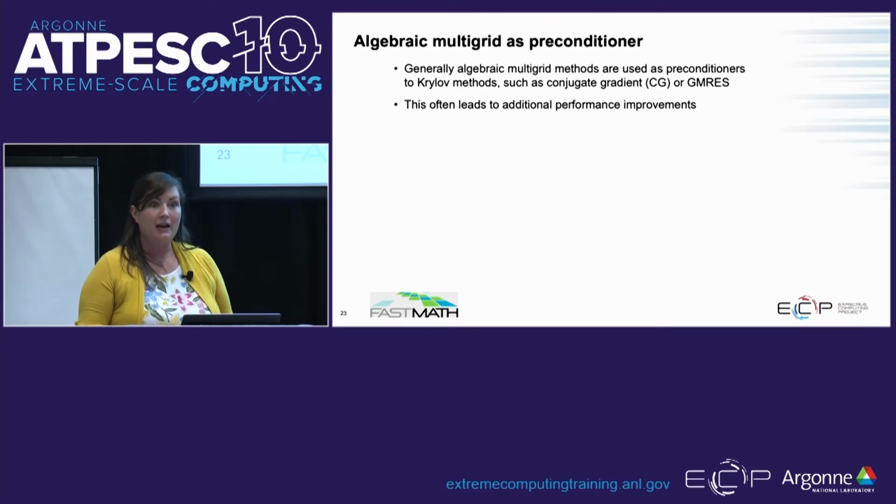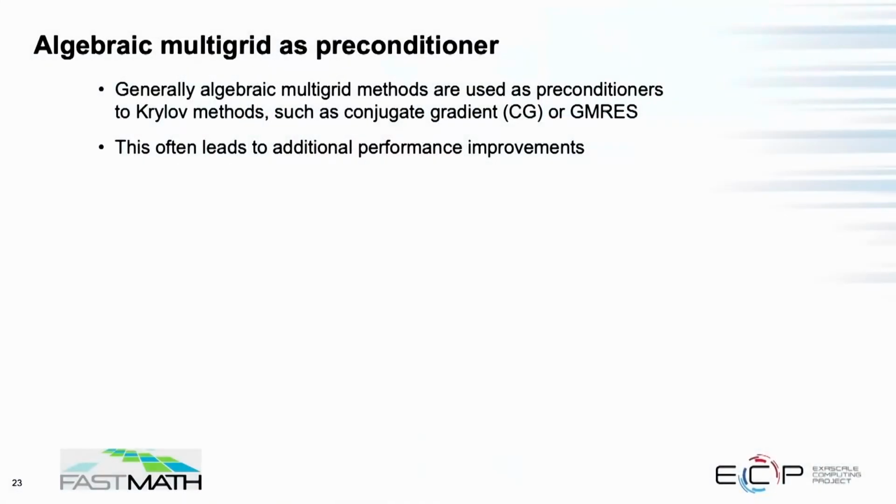All right, so that was a deep dive into some of the solvers and underlying data storage of the structured and unstructured interface. Before we get to our hands-on, just one more note: I have been talking about algebraic multigrid primarily as a solver, but typically in practice, algebraic multigrid methods are really used as preconditioners to accelerate Krylov methods. And this will allow us to have additional performance improvements.